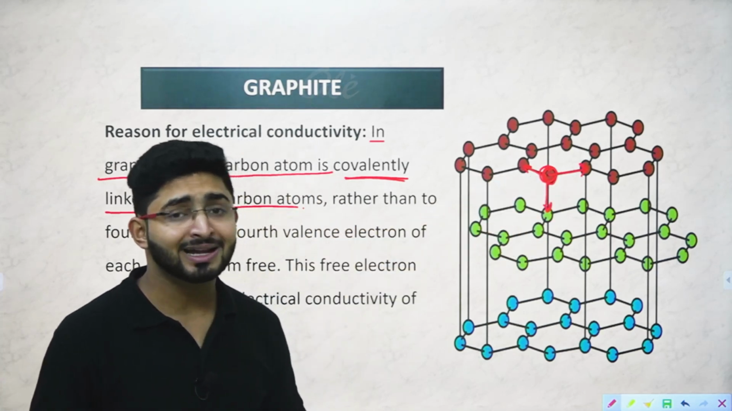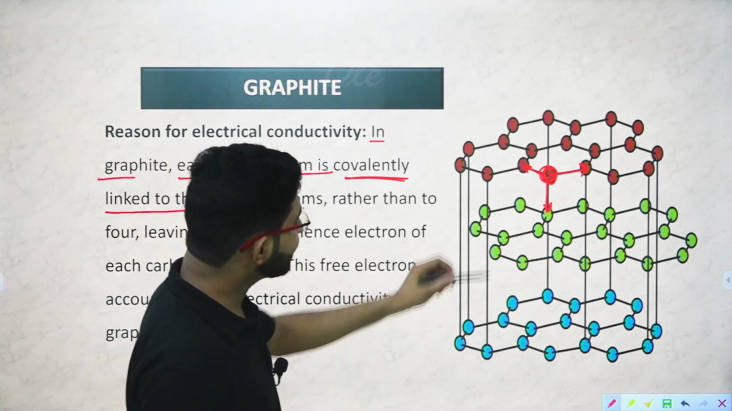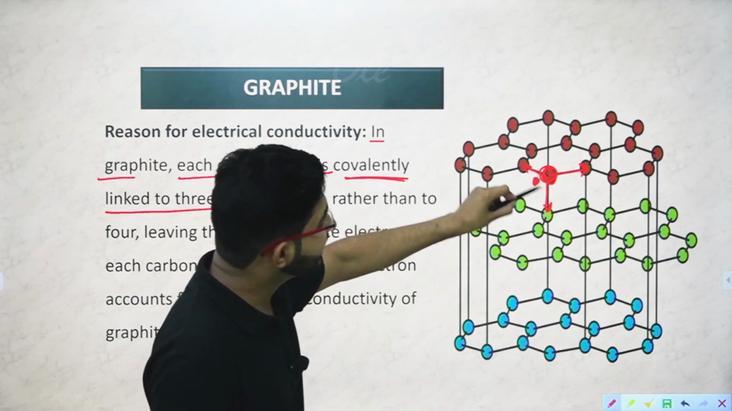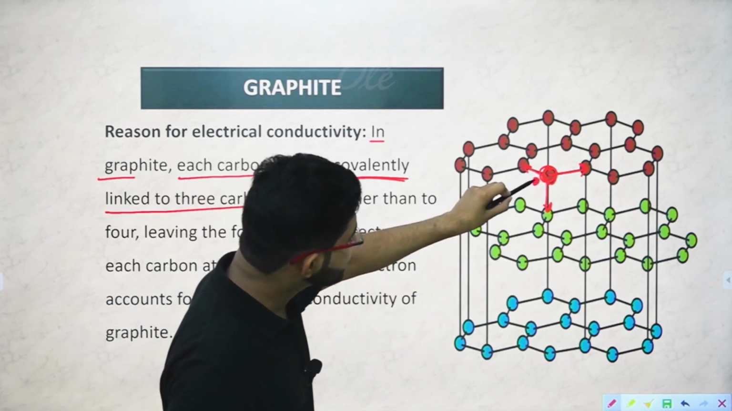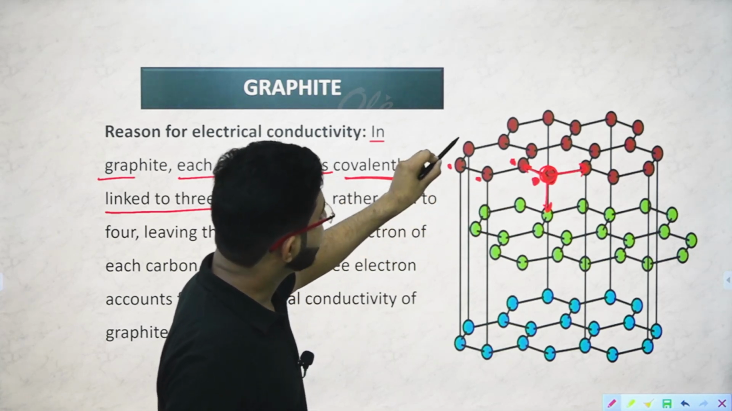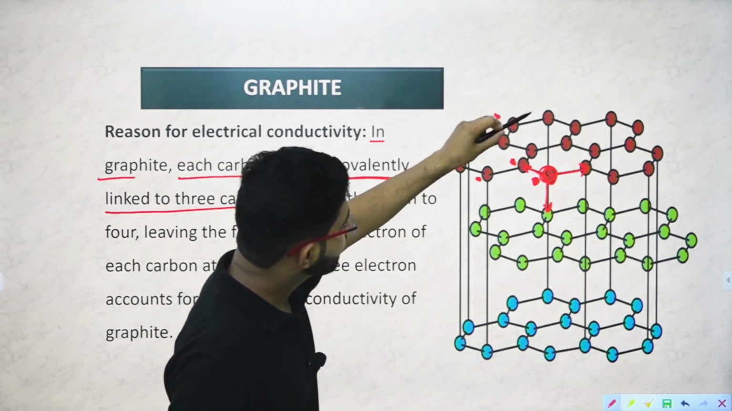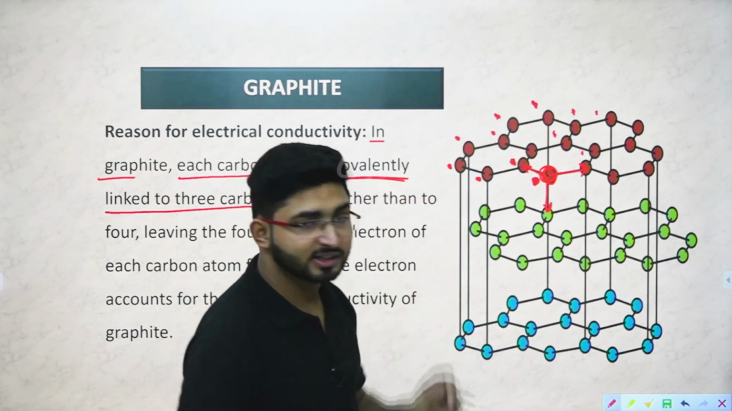But we know very well that it has a combining capacity of 4, right? So what does it mean? That it has an electron free in itself, right? So that's why the electron which is free at each carbon atom will be the source of conductivity of electricity.